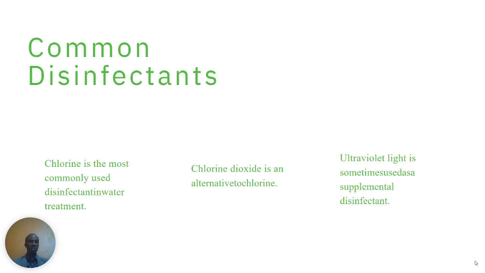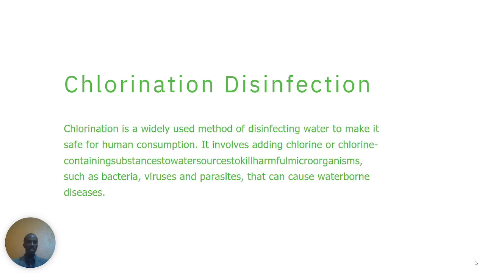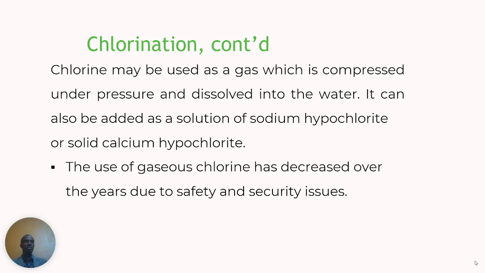So chlorine is the most commonly used disinfectant in water treatment. And sometimes they can use chlorine dioxide or ultraviolet light as a supplement to this chlorine. So chlorination is widely used to make water safe for human consumption. It involves adding chlorine or substances that contain chlorine to make water safe for drinking and free from microorganisms like bacteria, viruses, and parasites that cause waterborne diseases.